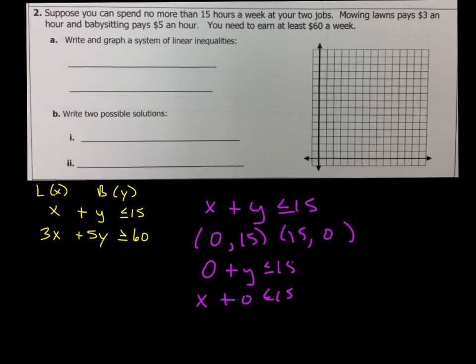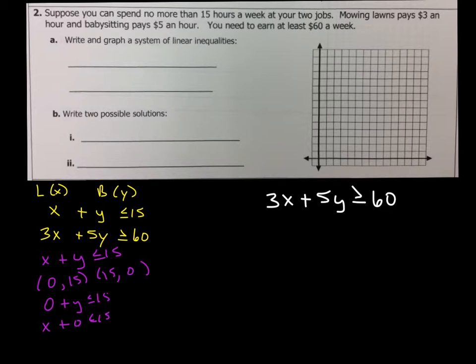All right? I'm going to do the same thing for the other equation. Now, for this equation, I'm going to do the same thing. If I plug in 0 for x, I get 5y equals 60. Well, I know that 5 times 12 equals 60. Therefore, y is equal to 12. So that's my first one. When x is 0, y is 12.